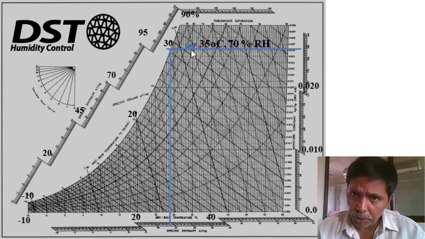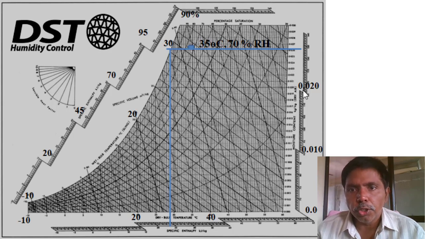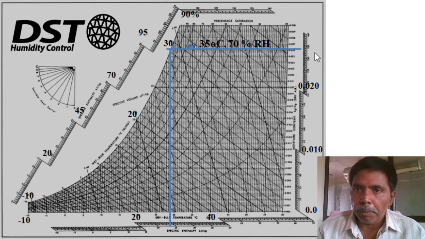Next one, specific humidity. The line is 0.020, 21, 22, 23, 24, 25, 26, 0.026 kg of water vapor per kg of air. This is the specific humidity.